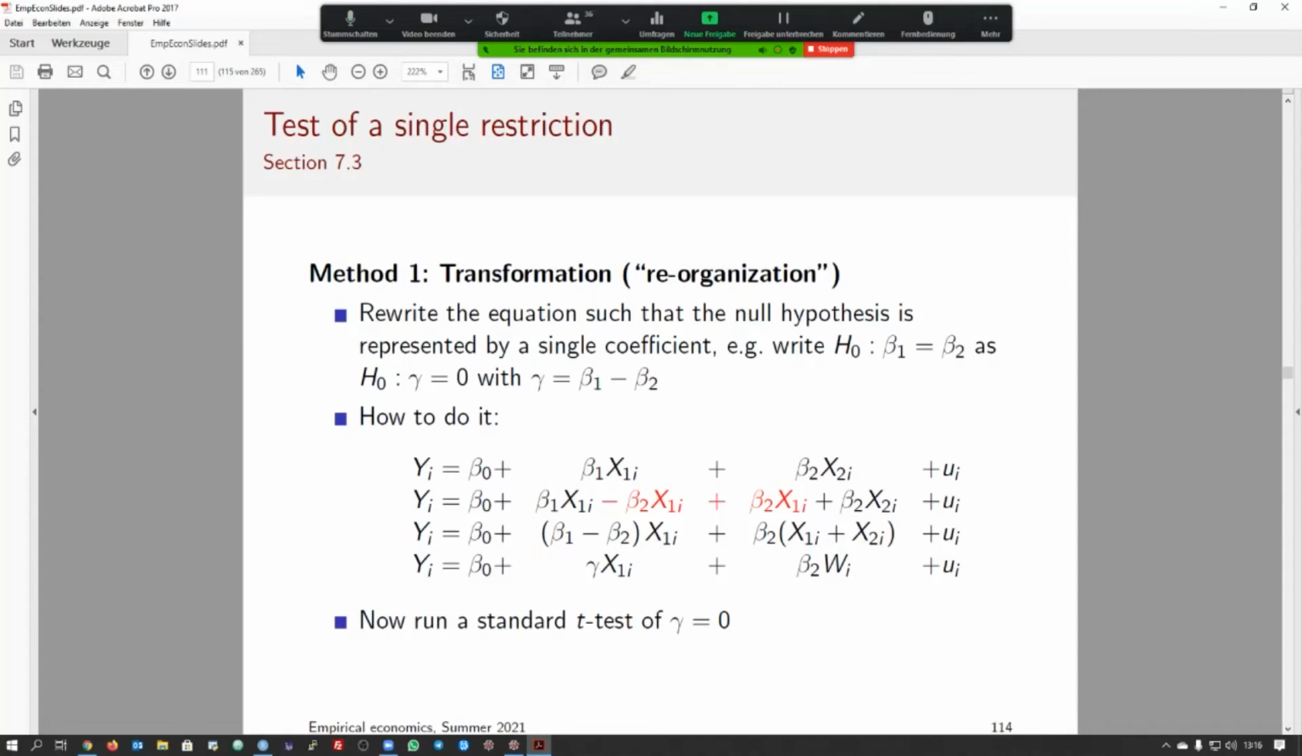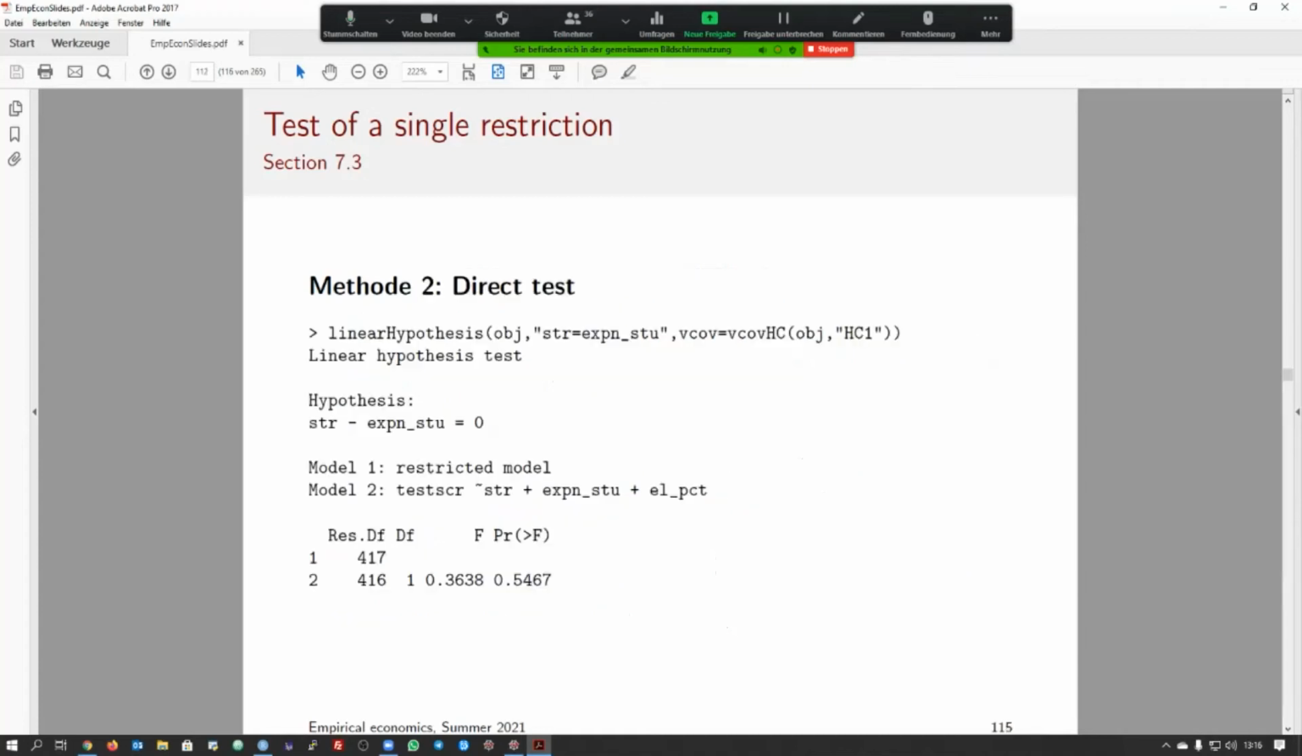So if we can reject the null hypothesis that gamma is equal to 0, then we can directly also reject this null hypothesis that beta 1 is equal to beta 2. And that is a very nice effect of this model transformation. The second method is far easier if you know how to use the linear hypothesis test and if you have access to a computer, obviously. Nowadays, that is not a restriction at all, so we can just use the linear hypothesis.